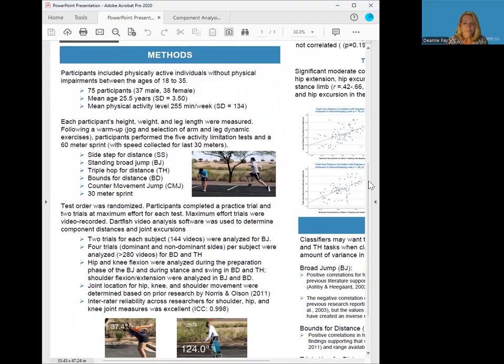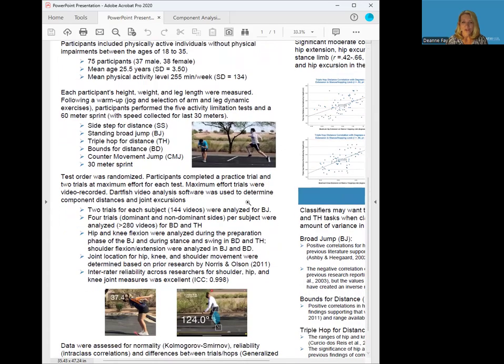And that is that for this portion, we did video analysis using Dartfish video software to allow us to look at specific component lengths and joint excursion. So each participant performed each of the activity limitation tests 3 times. 1 as a practice and 2 at maximal effort.